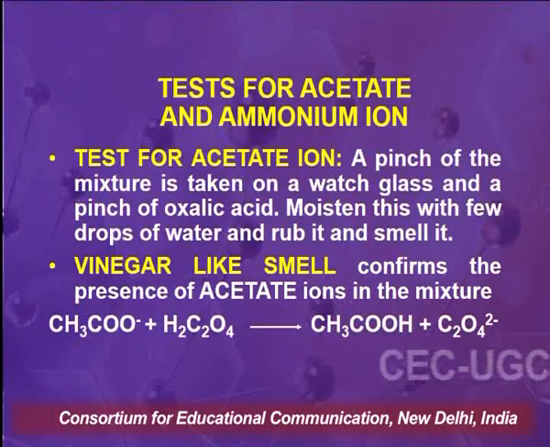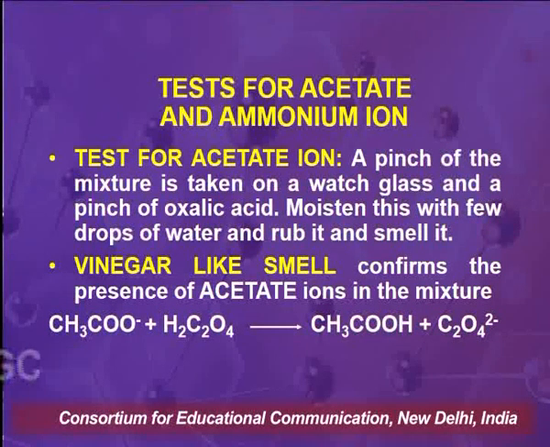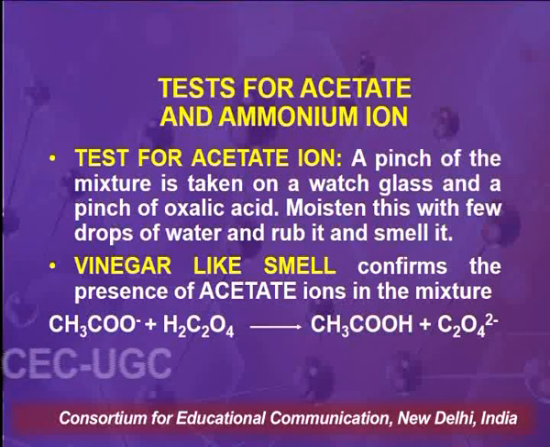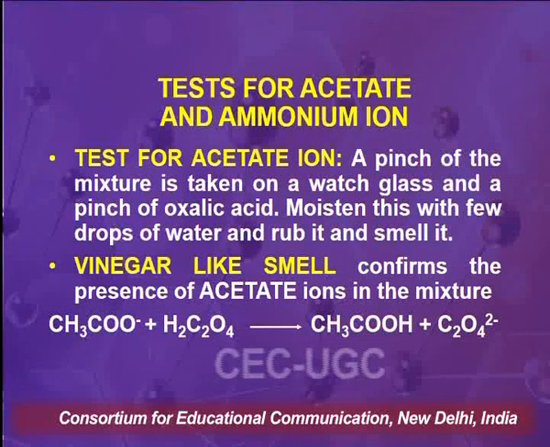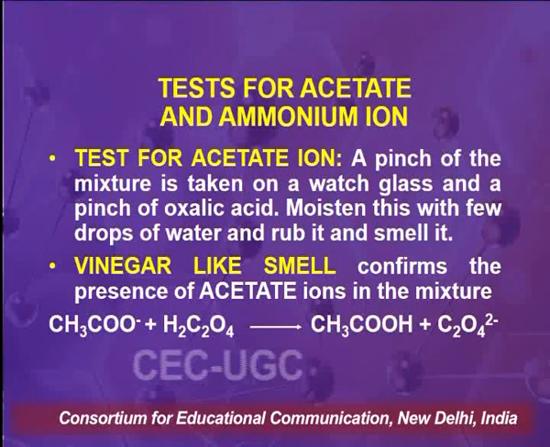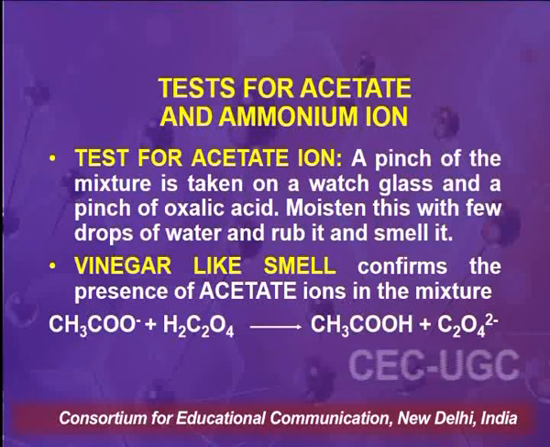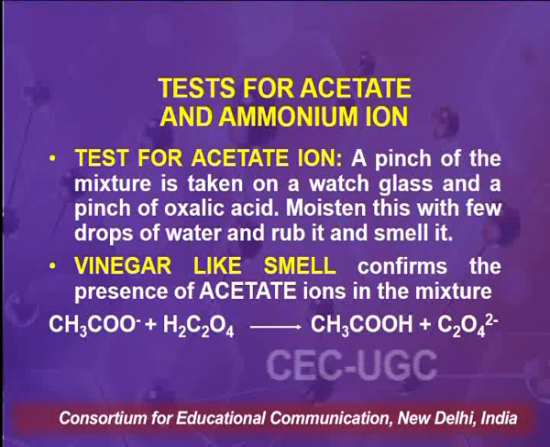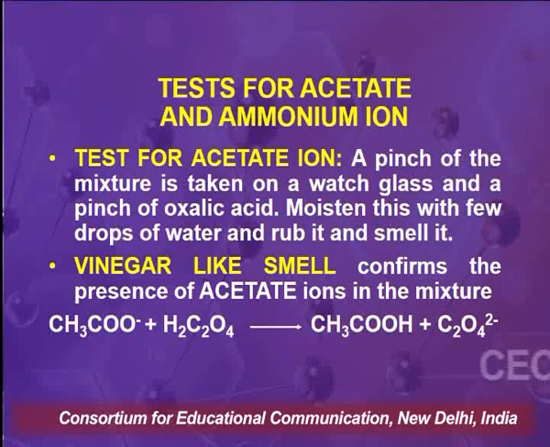For the test of acetate ion, a pinch of the mixture is taken on a watch glass and a pinch of oxalic acid is added to it. This is then moistened with a few drops of water, rubbed and smelled. If a vinegar-like smell is obtained, it confirms the presence of acetate ions in the mixture. The chemistry involved follows: acetate ions on reacting with oxalic acid give acetic acid and oxalate ions. Acetic acid is the one giving the vinegar-like smell and confirms the presence of acetate ions.